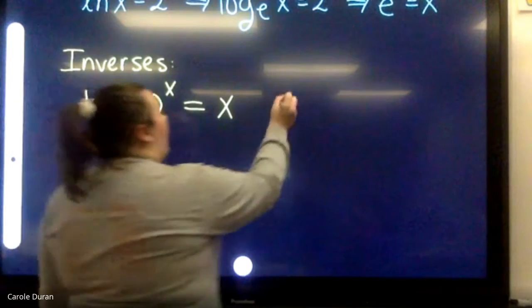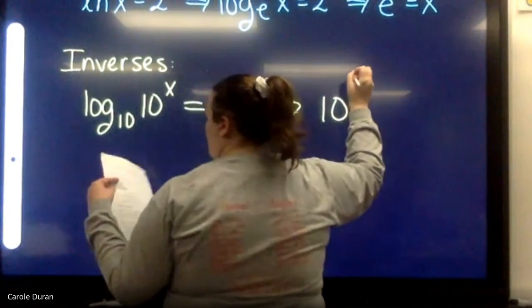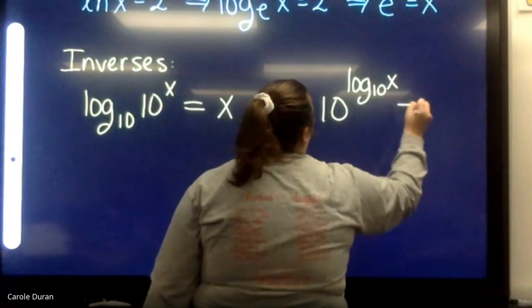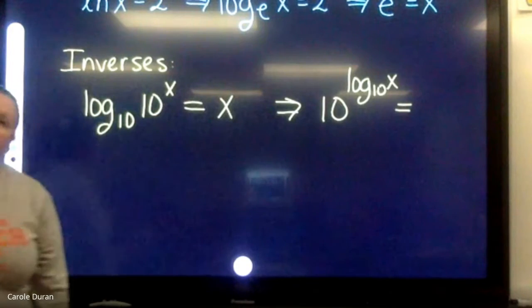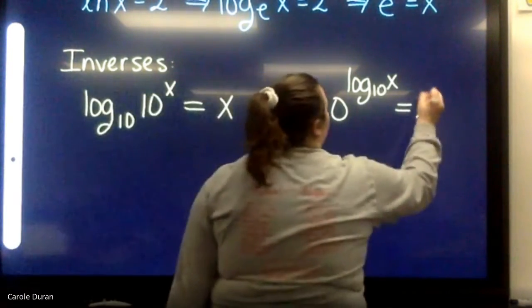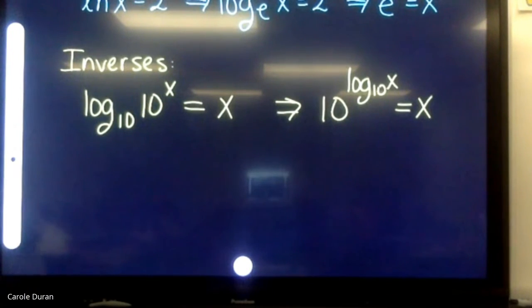This also applies if I'm taking a base 10 exponential to a log base 10 exponent. So a 10 base to a log 10 exponent cancels out, and my answer is whatever I was plugging into that log. So anytime you see a 10 and a log base 10, they cancel.